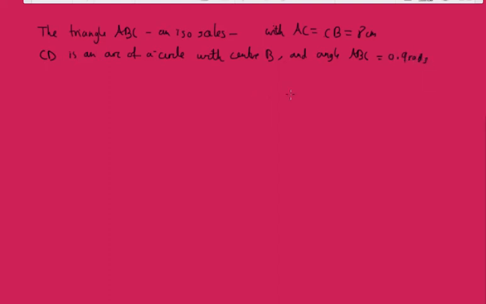So let's find out what this looks like. So this is what this isosceles triangle looks like. So this is A, B, C, and this is 8 centimetres, this is 8 centimetres. And we have an arc here, and this angle is 0.9 radians, and this is point D.